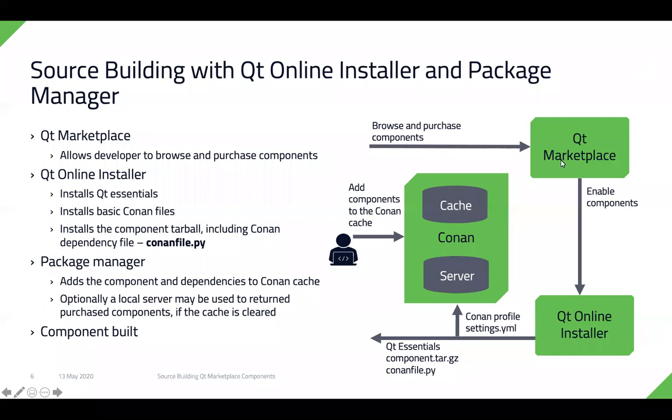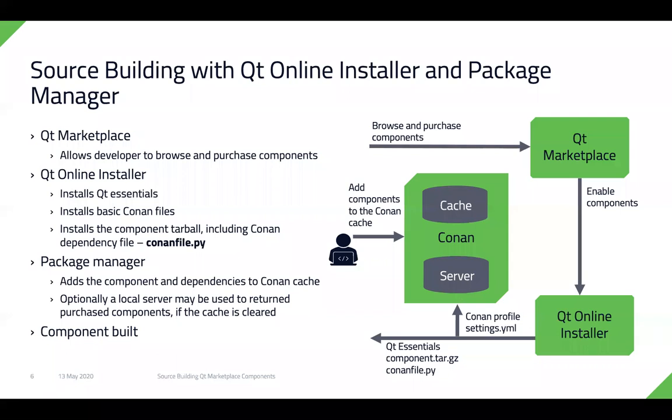What will happen is that from the marketplace, there will be a notification to the Qt Online Installer backend. This component will be enabled, which means that it will be visible in the online installer. And after that, the user needs to install Conan. And there will be a couple of files related to Conan, like the Conan profile, the basic configuration file, settings YAML file, which are copied to the Conan folder.